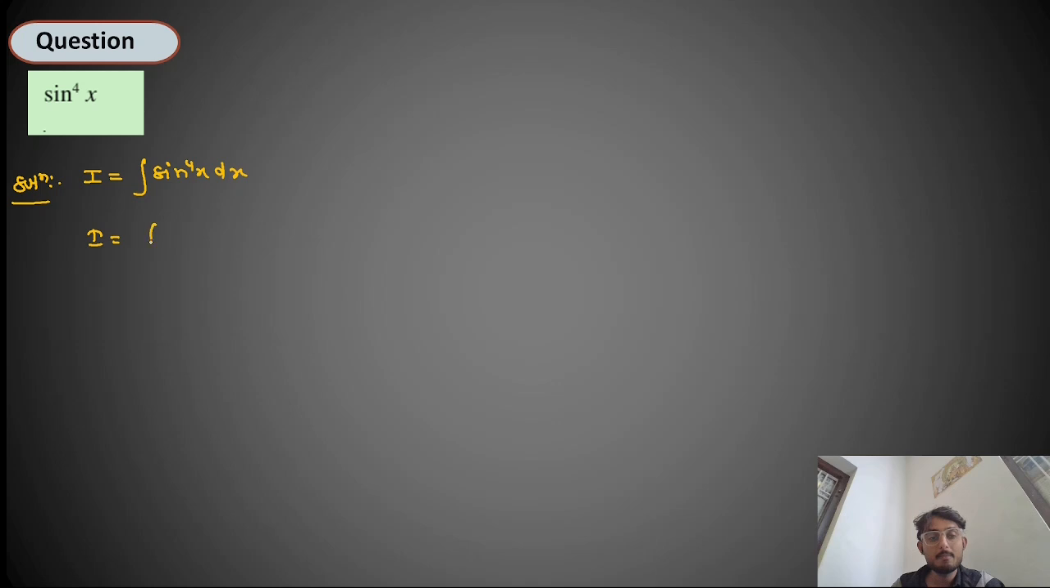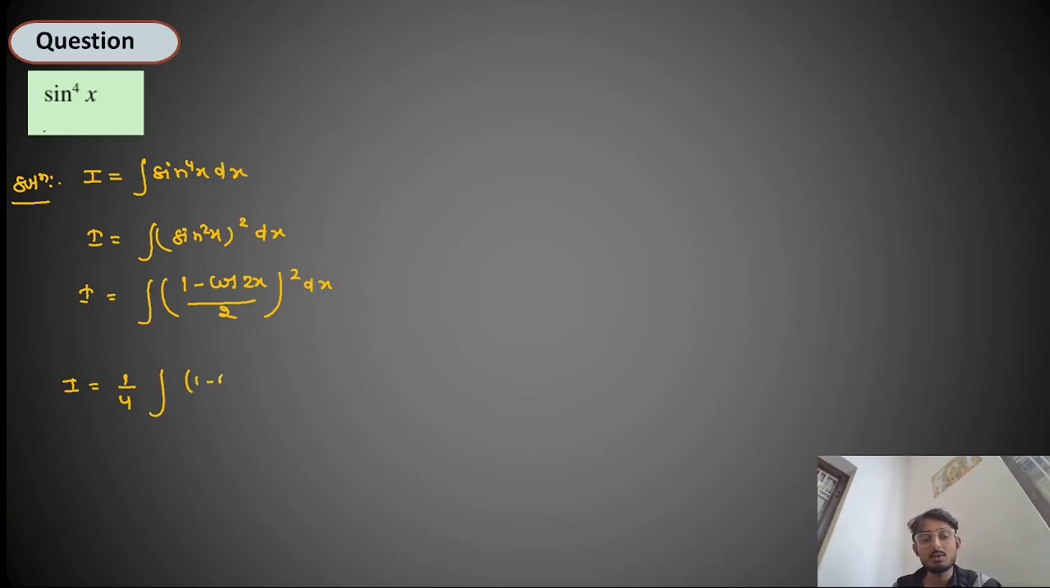I equal to (sin square x) whole square dx. And as you know the formula of sin square x, I have already mentioned, ((1 minus cos 2x) upon 2) square dx. Square of 2 equal to 4 and 4 is a constant term, so you will take 1 by 4 outside the integration, and (1 minus cos 2x) whole square dx. (a minus b) whole square, use the identity of this: a square plus b square minus 2ab dx.